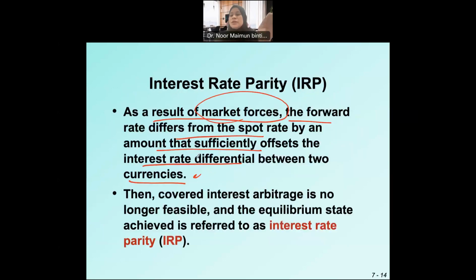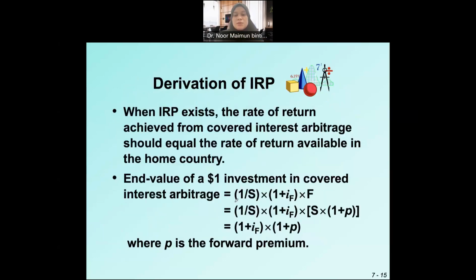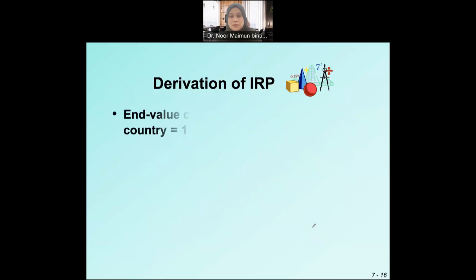When you have two different interest rates, actually it will offset against the amount of the spot rate. Then covered interest arbitrage is no longer feasible, and the equilibrium state achieved is referred to as interest rate parity. So this is how we derive interest rate parity, and how we calculate it. Okay, so you will use this formula.